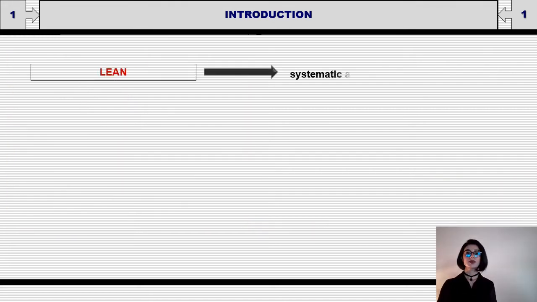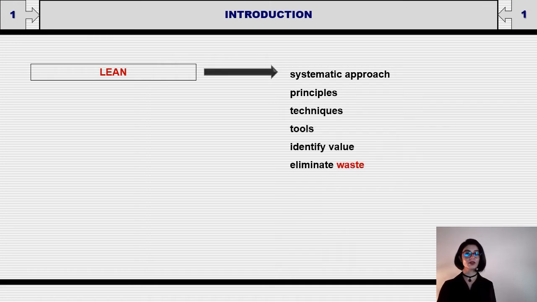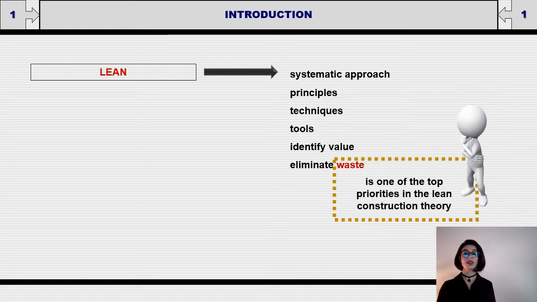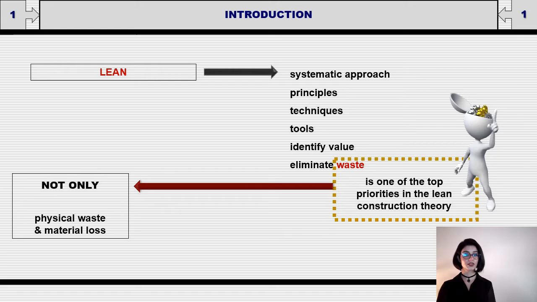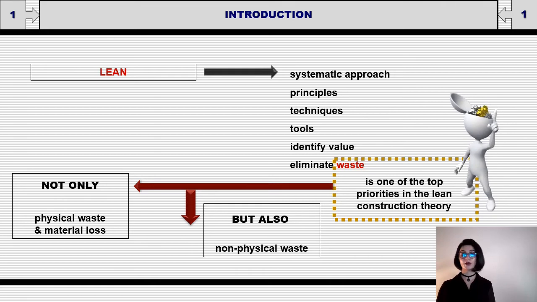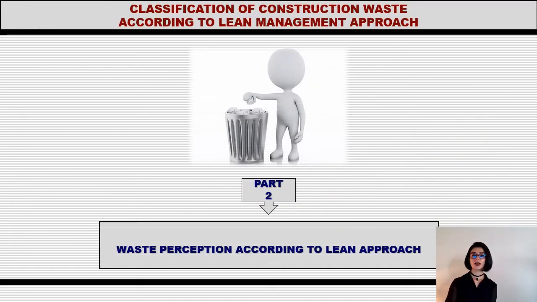Lean is a systematic approach that has some principles, techniques, and tools for identifying value while eliminating waste. Waste loss is one of the top priorities in the lean construction theory. And this is not only physical waste and material loss, but it also deals with non-physical waste. Yes, let's check the waste perception according to lean approach.